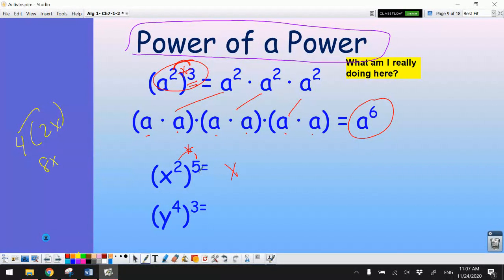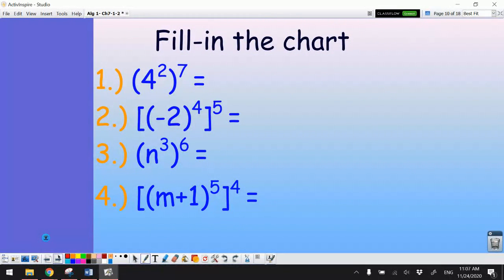So this is going to be x, 2 times 5 is 10. Y, multiply. 4 times 3 is 12. Let's keep going. 2 times 7 is 14. What about this next one? Well, my base is negative 2. That is not going to change. 4 times 5, that's 20. Okay, see if you can hit pause and get the last two.